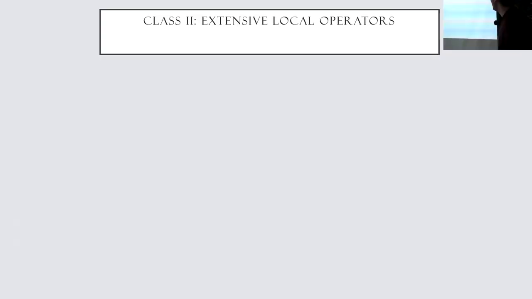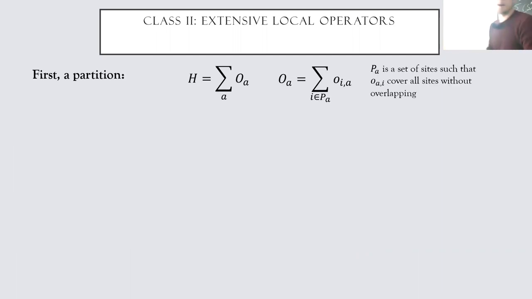All right, so now I'll turn to a second class of rules that we can devise to get these quantum scars. Okay. The first thing we need to do for this second class of quantum scars is to first define a partition. What I mean by partition here is that we have a Hamiltonian that we write down as a superposition of operators O_A, where these O_A are built out of local terms that do not interact, so they are essentially non-overlapping, but that cover the entire set of sites.